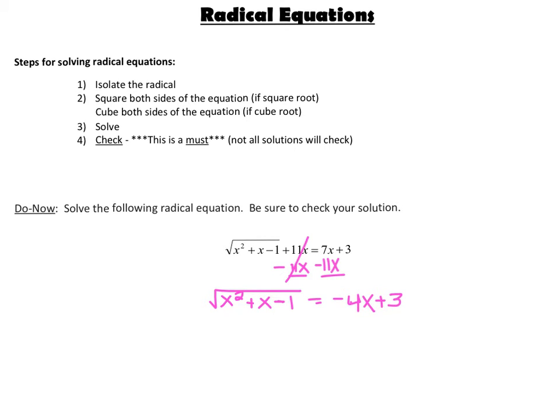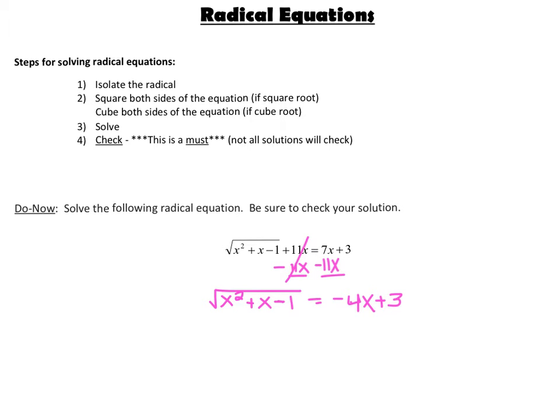Okay, so now once we have the radical by itself, what we want to do is get rid of this square root. Let's think about what cancels off a square root. Well, a square, right? If you square a square root, it cancels it off. So that's why step 2 says square both sides of the equation. It says if a square root. If you have a cube root, you would cube both sides of the equation and so on.